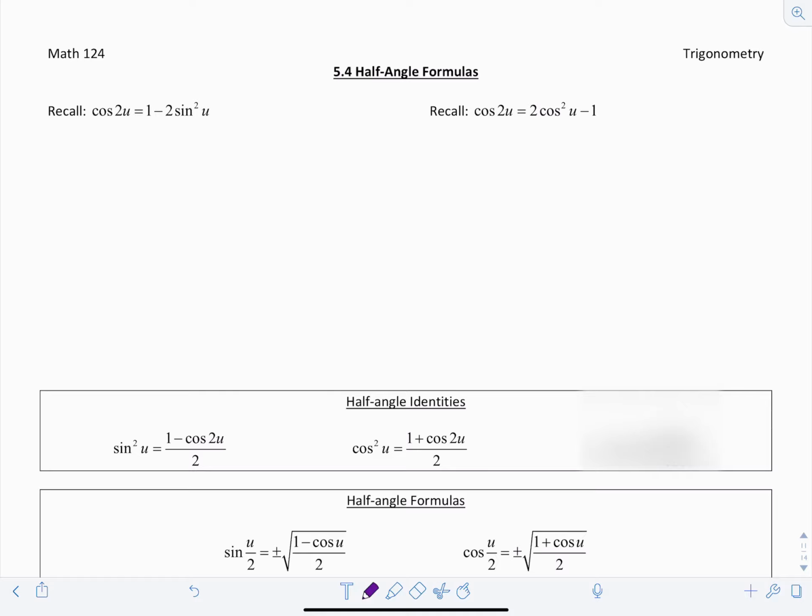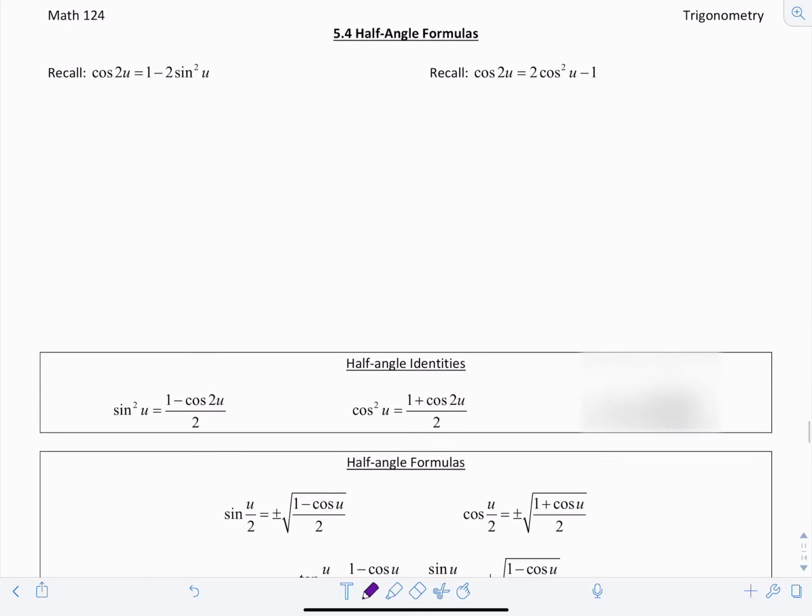Okay, so first of all, we're going to start with cosine 2u equals 1 minus 2 sine squared u, and my goal is to solve for sine u. So I'm going to add the 2 sine squared u to the other side, and then I'm going to move the cosine 2u to the right-hand side of the equation. So then I have that equals 1 minus cosine 2u. And then I want to solve for sine u, so I'm going to divide everything by 2. So I have sine squared u equals 1 minus cosine 2u over 2.